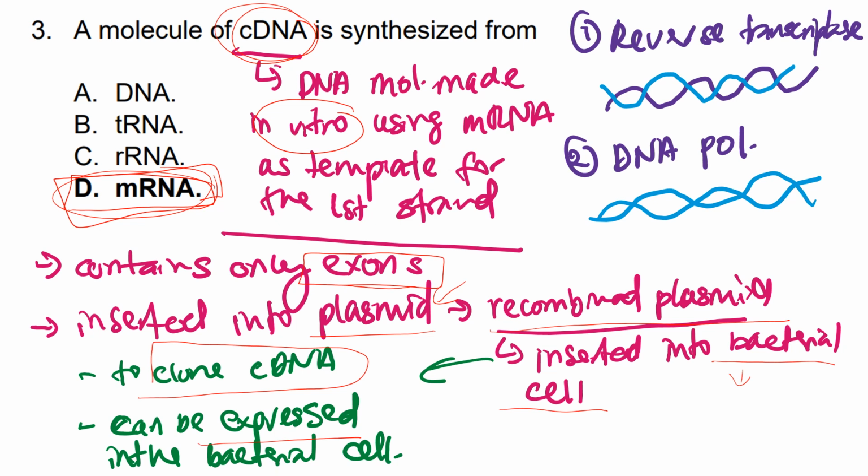Okay, so as you know, the organ that produces insulin is the pancreas. So you have to isolate mRNA from pancreatic cells. Once you have isolated the mRNA from pancreatic cells, you insert into the test tube the first enzyme, which is reverse transcriptase.